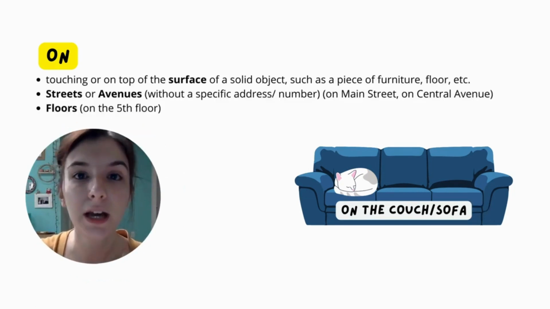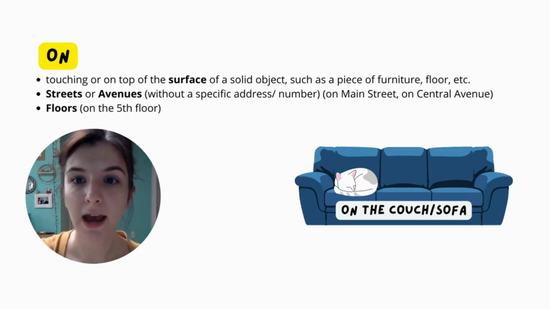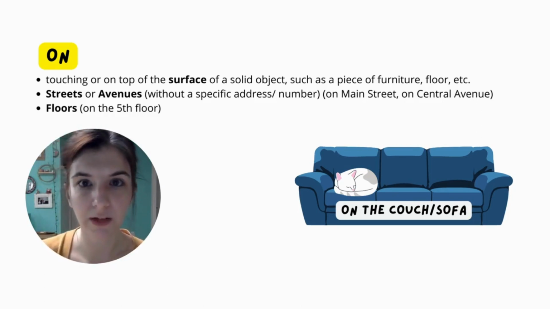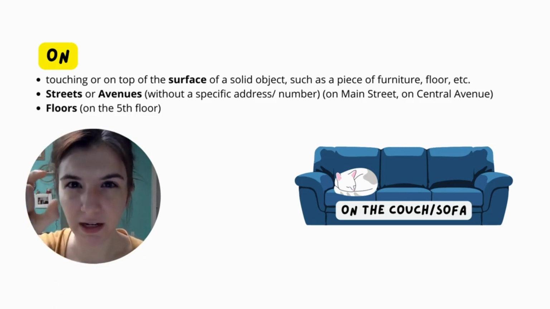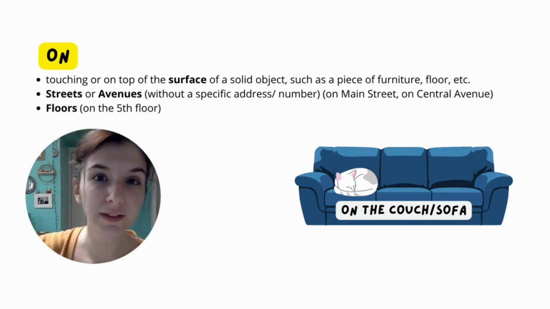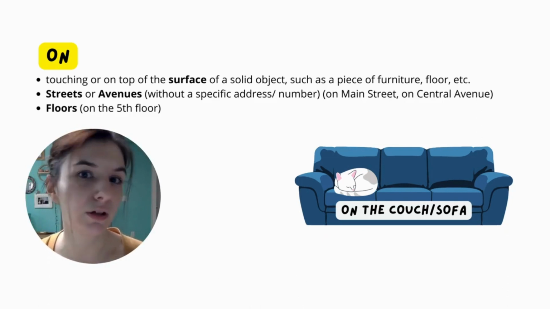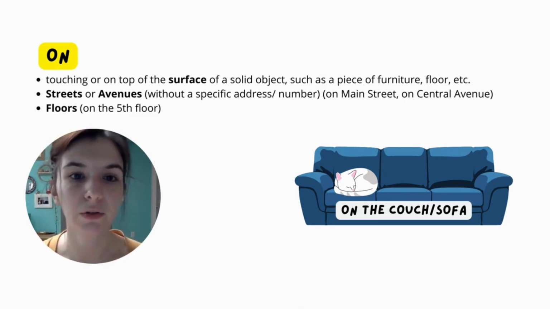Following this idea, we commonly use on when we're talking about touching or being on top of the surface of a solid object, such as a piece of furniture or a floor. And speaking of floors, we also use on when we're referring to where something is on a street or an avenue, unless it has a specific number attached to it. So you would say on Main Street, but if you're giving an exact address, like let's say 233 Main Street, then we don't use on, we actually use at. But if there's no number attached to it, then you can use on.